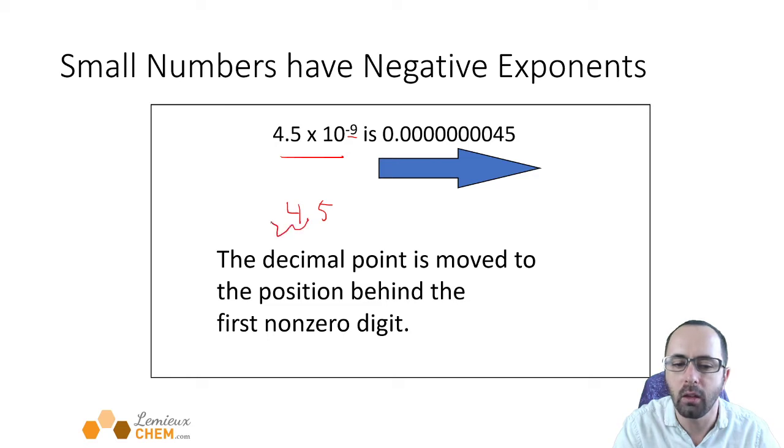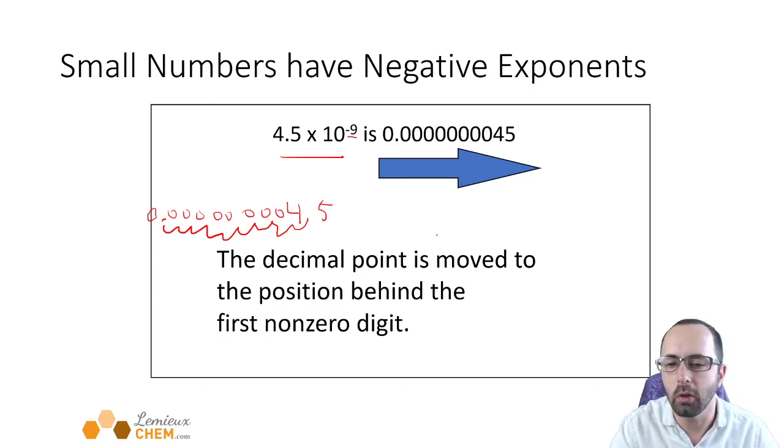That would be 1, 2, 3, 4, 5, 6, 7, 8, 9. And so the decimal point would end up going right here. And we'd put zeros in all the empty spaces. 0, 0, 0, 0, 0, 0, 0, and 0. So that would be this number. That's how we get this number.